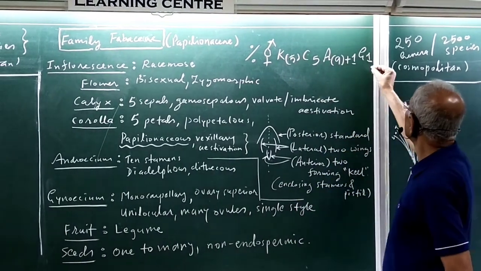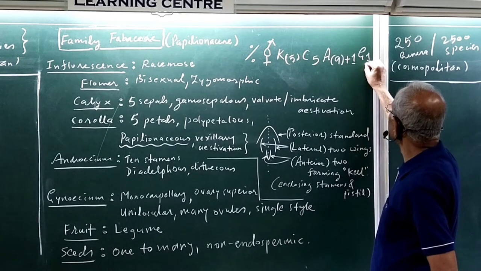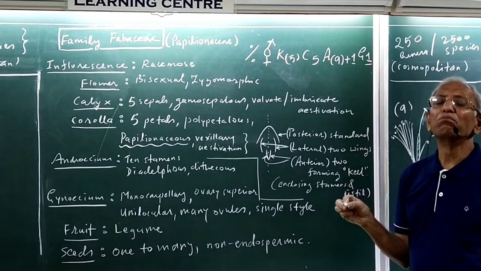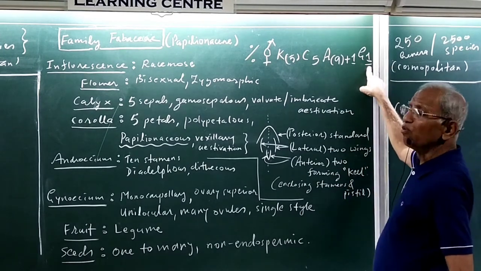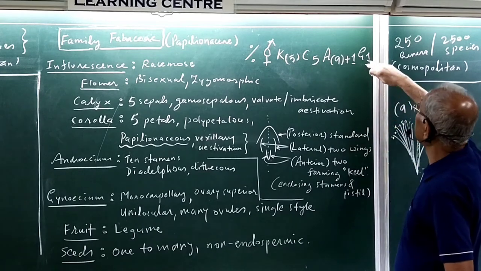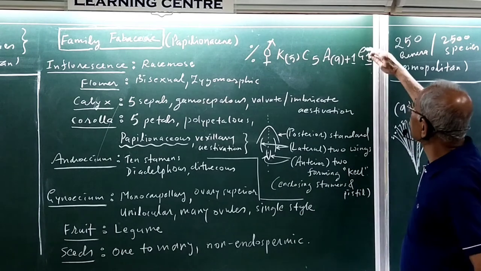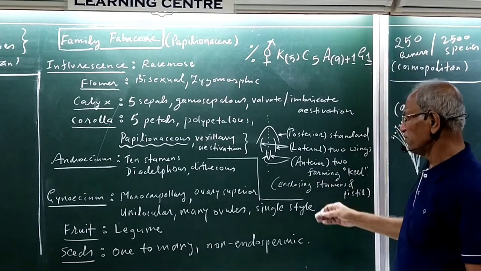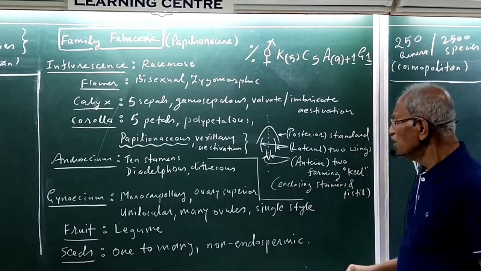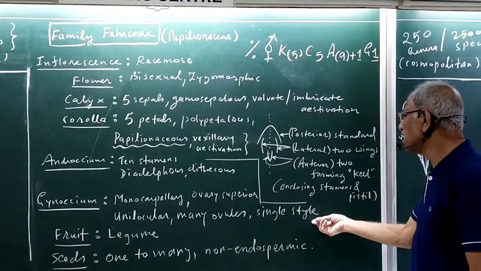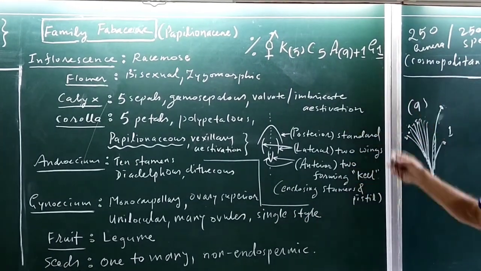Ovary superior. Whenever it is superior, I write the line below, either below the G or below the 1, both are applicable. If it is an inferior ovary, then you have to write the line on the top. Don't worry about it. For this, the ovary is superior, unilocular, many ovules, single style. I think those cannot be shown in the formula.